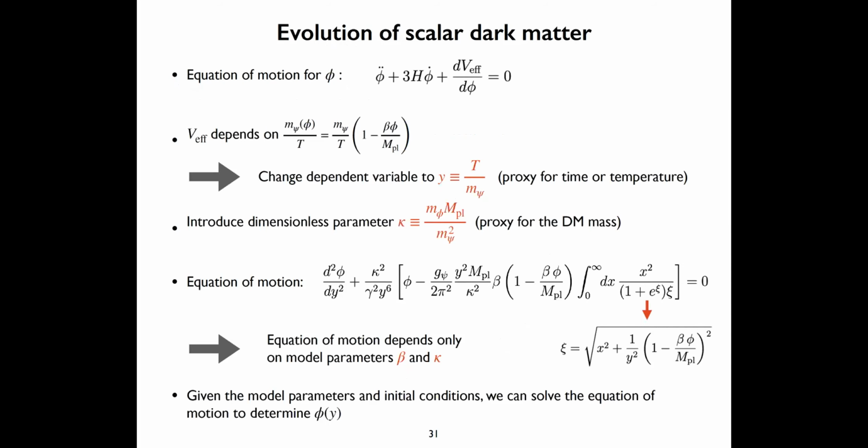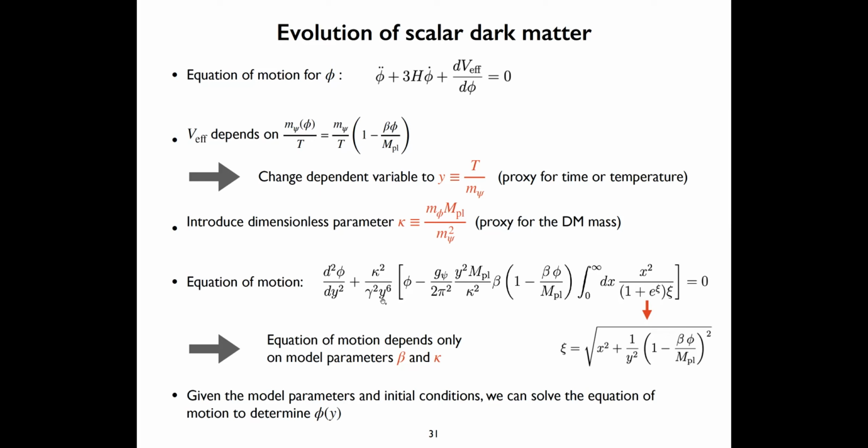Now to study this in more detail and get some numerical results, I'll tell you how we're approaching it. We're trying to solve the equation of motion, the evolution of the scalar field. You can see that the effective potential depends on the ratio of the fermion mass to the temperature. So it makes sense to change to this variable y, which is a proxy for the temperature, where we scale the temperature with the fermion mass. When y is of order one, the temperature is of order the fermion mass, and that typically marks the transition from the high temperature to the low temperature regime. So y of order one is an important milestone. I'll also introduce this dimensionless parameter, kappa, which is a ratio of mass parameters. You can think of it as a proxy for the dark matter mass: when I fix the fermion mass to some value, kappa is essentially controlled by the dark matter mass.